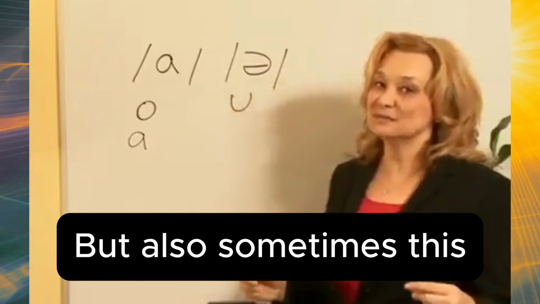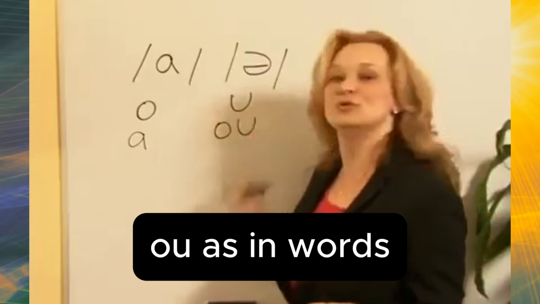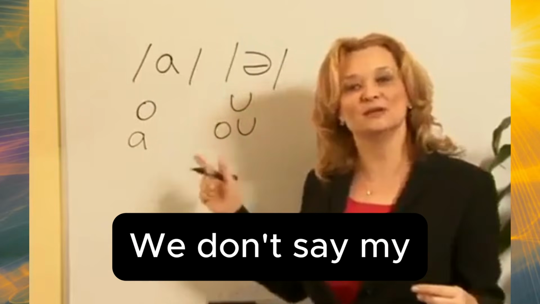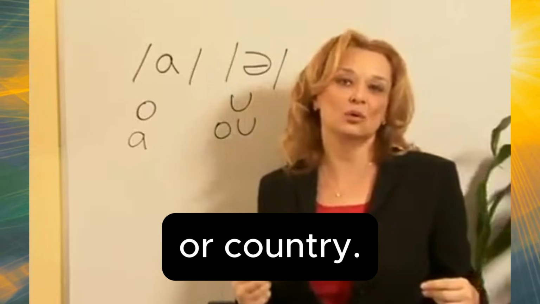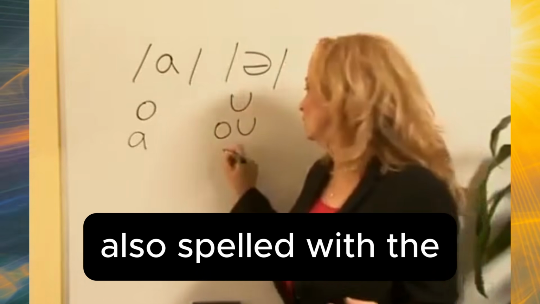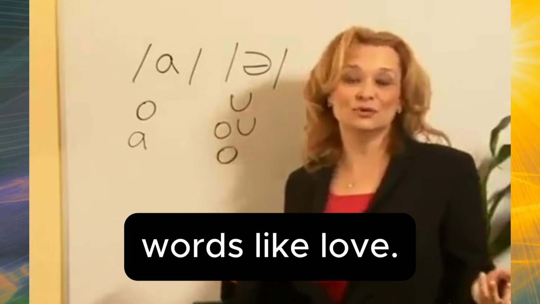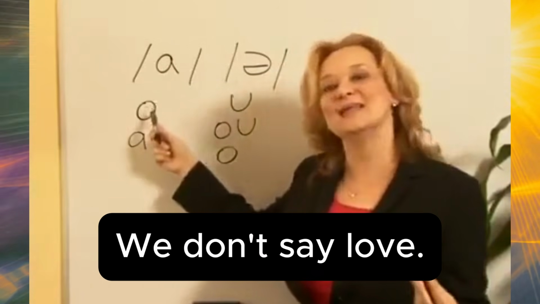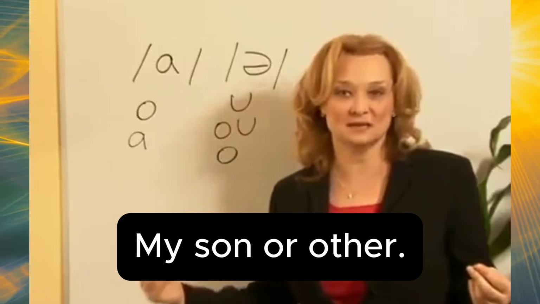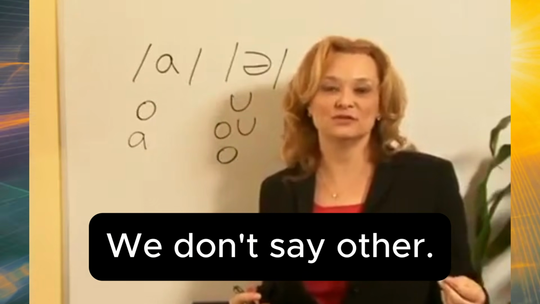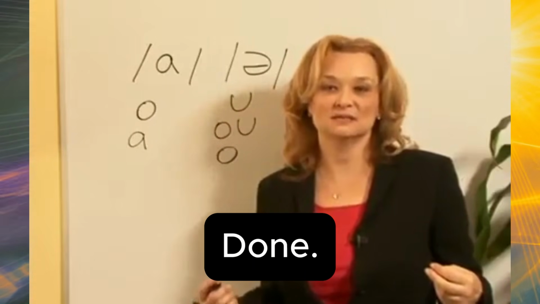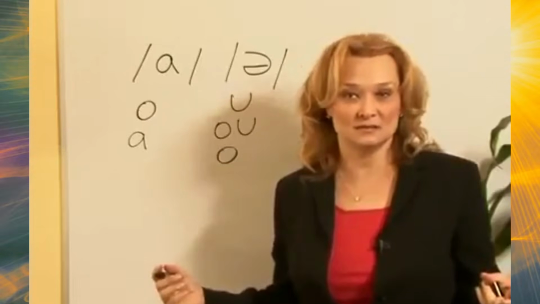But also, sometimes this sound is spelled with OU, as in words like cousin, my cousin. We don't say my cousin, we say my cousin, or country. And once in a while, this sound is also spelled with the letter O, as in words like love. We don't say love, we say love. Or son, my son. Or other. We don't say other, we say other. Or done, D-O-N-E, I'm done.